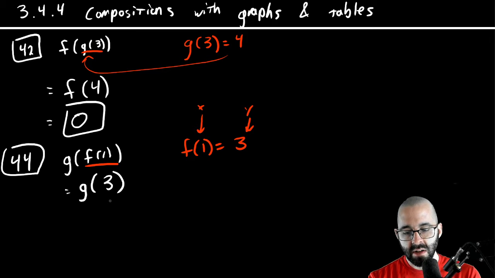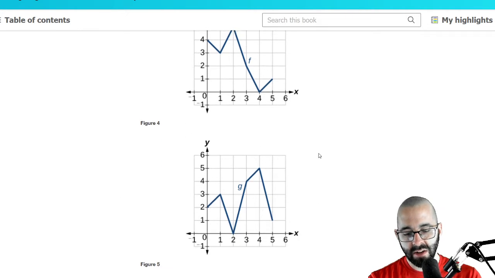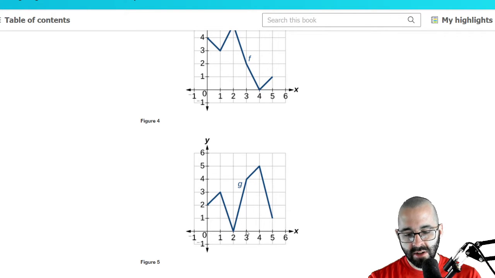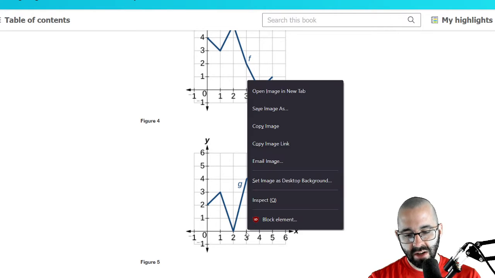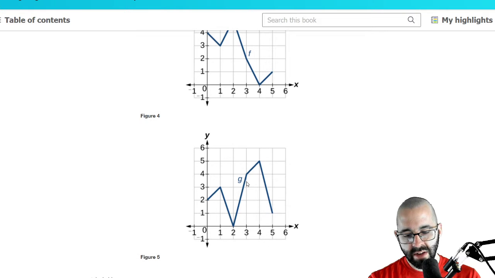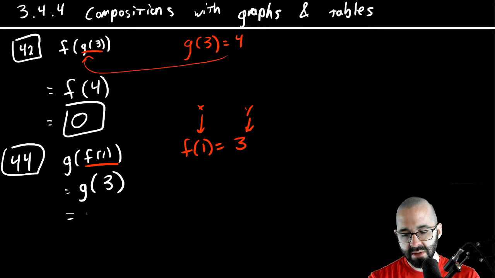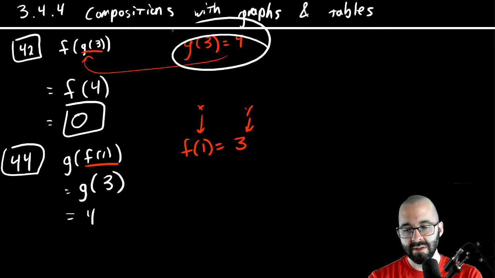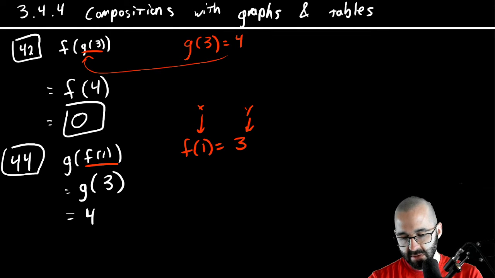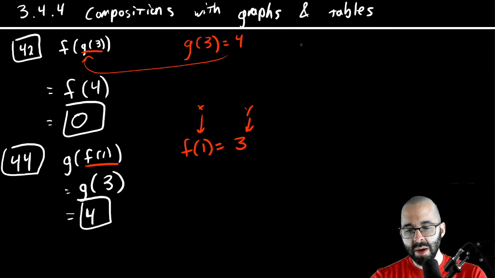And now again, g of x, 3 is our x value for g. What's our y value? Look to the g graph. X value of 3 is right here. Whoa. Y value is 4. Just like, right? G of 3 is still 4. And that's how you do these problems.